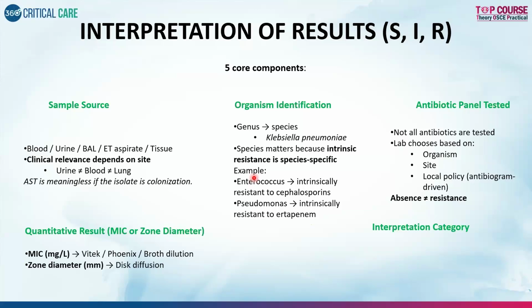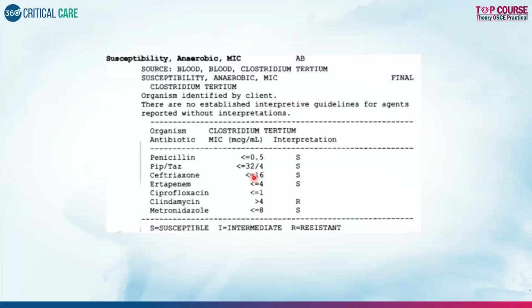Then based on those techniques I told you, you will have your MIC or your zone of inhibition, and then you can get your breakpoint interpretation: susceptible, intermediate, or resistant. This is what you earlier saw, right? First you have the source, then the organism with the species, then the list of antibiotics, then the MIC value, and then the interpretation. These are the 5 basic components in a culture sensitivity report.